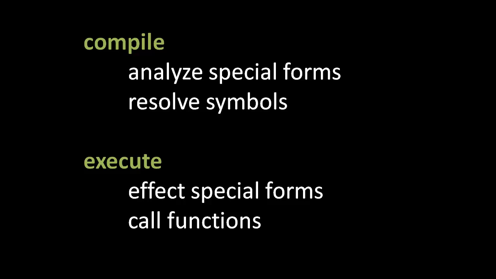Does it actually test the condition and take one of the two branches? Similarly, when the compiler analyzes the special forms let and fn and looks at the names and the parameters, that's where it does the lexical scoping and decides what names belong to what scopes, but it's not until execution time that these names get actual values.